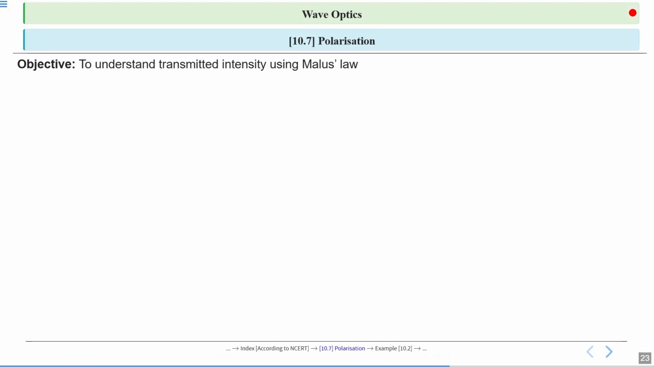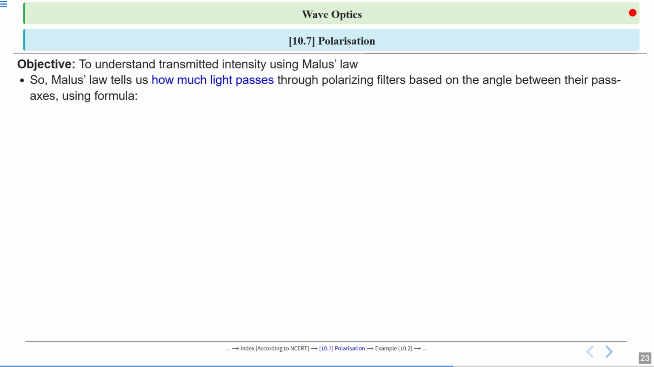Now we'll understand how transmitted intensity is calculated using Malus law. Malus law tells us how much light passes through polarizing filters based on the angle between their pass axes. Notice the emphasis on the angle, as it plays a critical role in determining the intensity of transmitted light. The formula we will use is I equals I naught cos square theta.